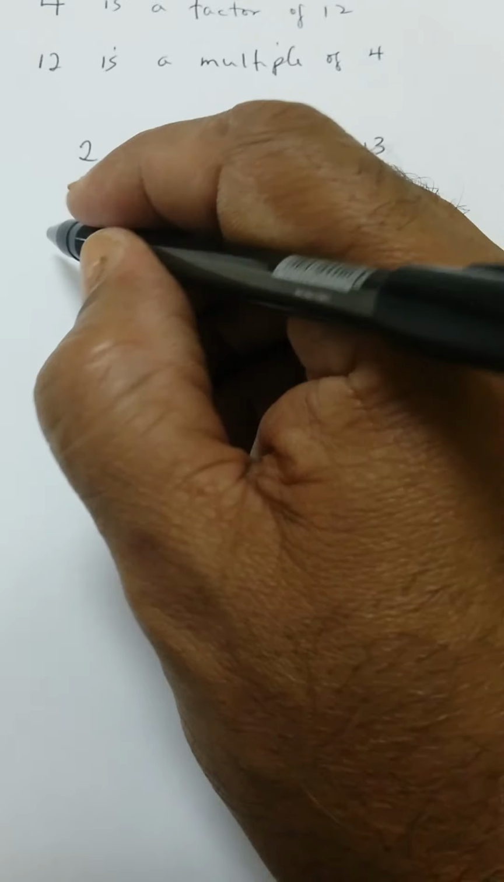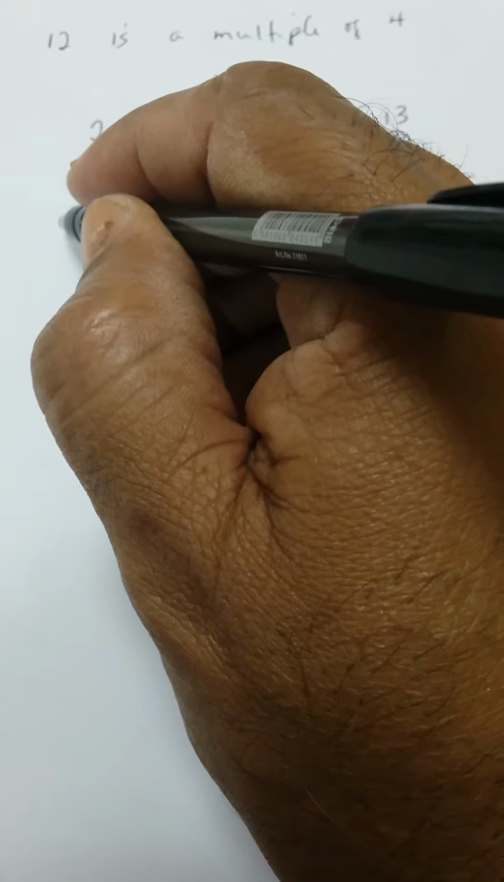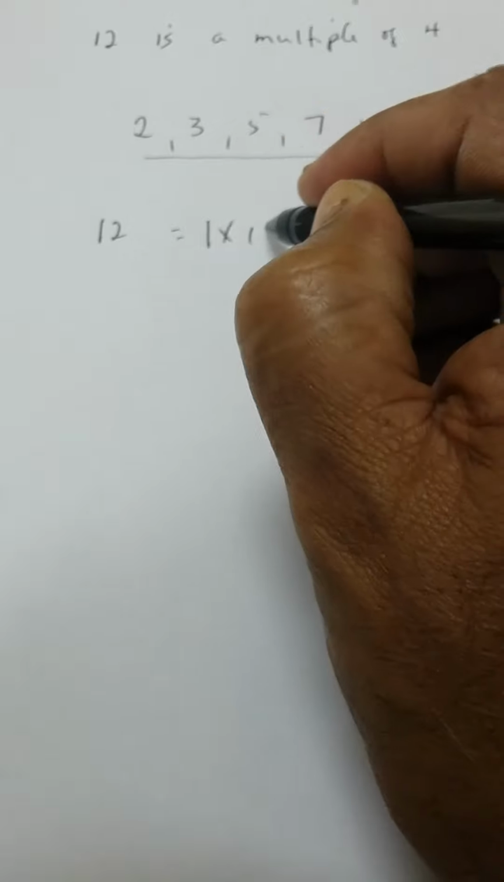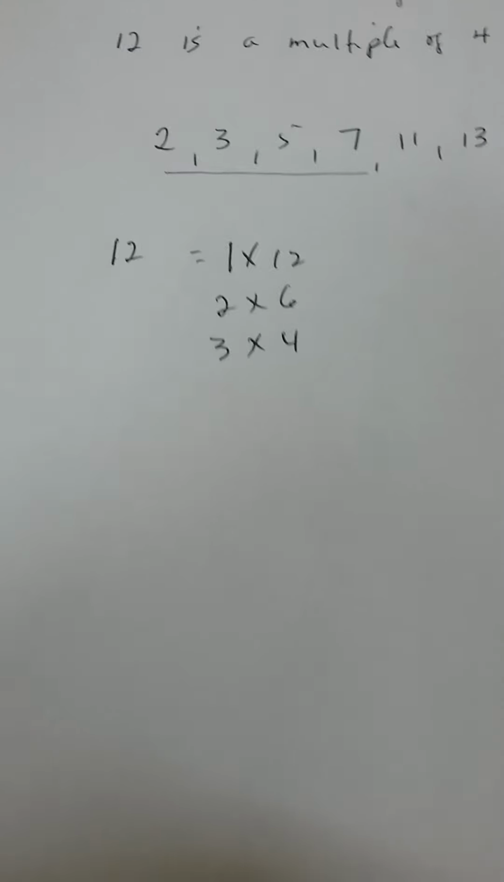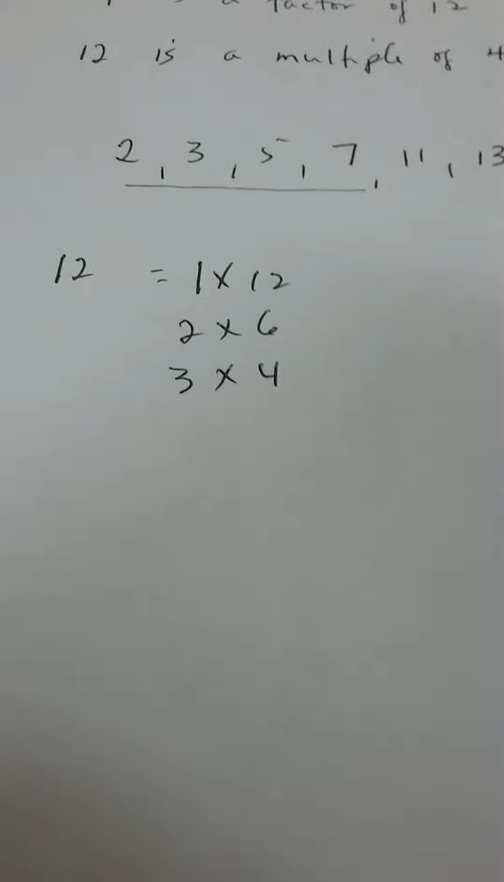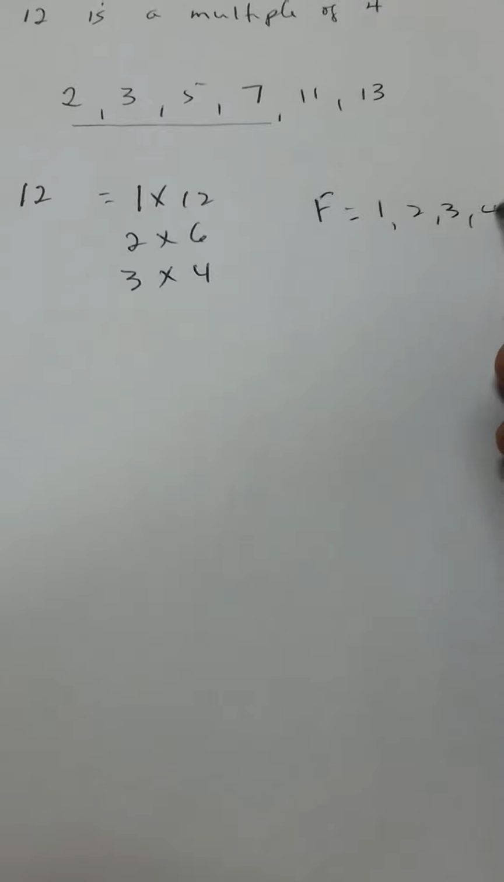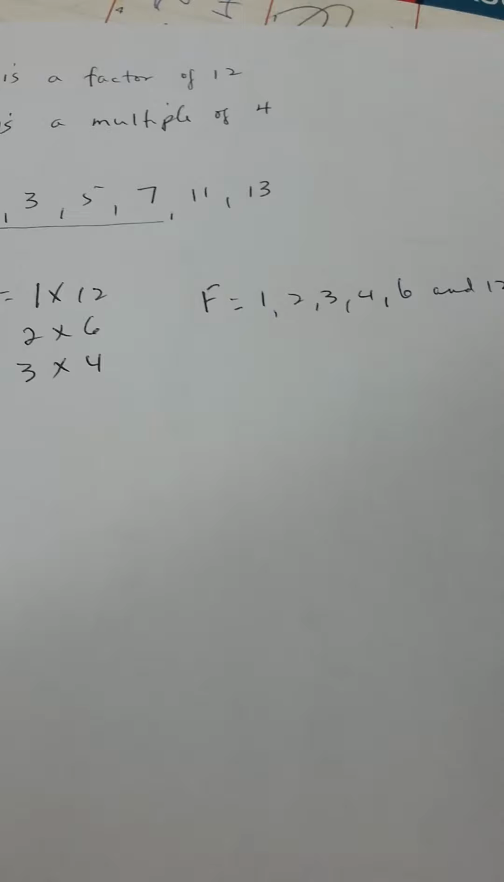We have been looking at finding factors using the iterative or the listing method. And we said if we want to find the factors of 12, we start with 1. 1 times 12. 2 times 6. 3 times 4. Good. Now look at that. We would say the factors of 12 will be 1, 2, 3, 4, 6, and 12.